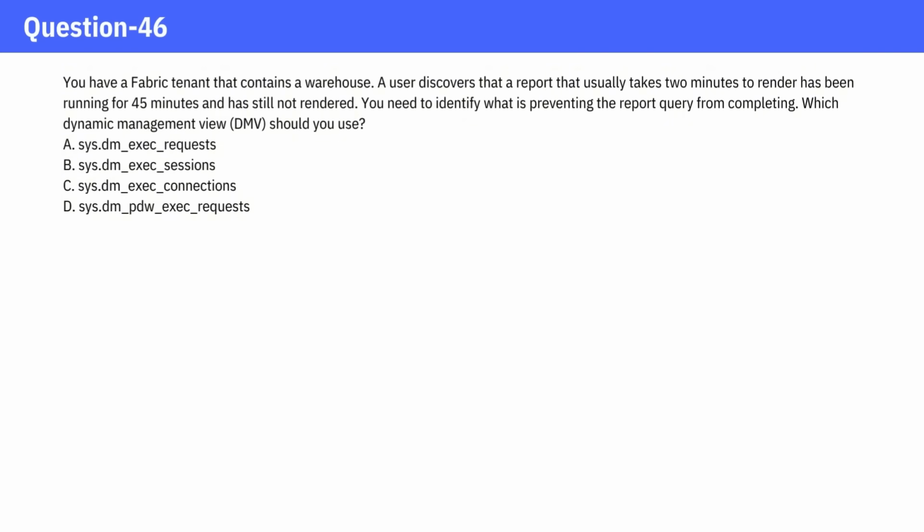Question 46. You have a Fabric tenant that contains a warehouse. A user discovers that a report that usually takes 2 minutes to render has been running for 45 minutes and has still not rendered. You need to identify what is preventing the report query from completing. Which dynamic management view, DMV, should you use?